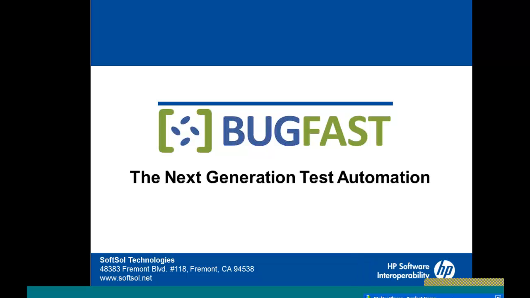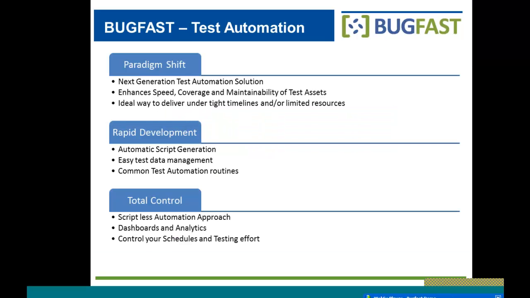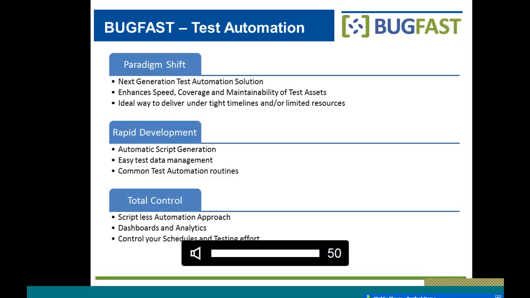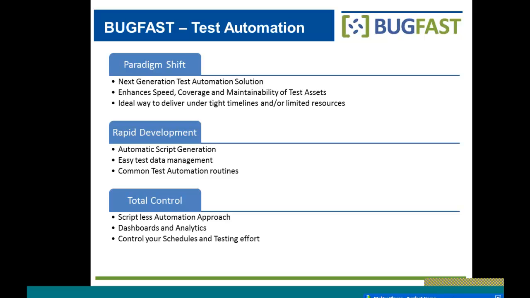I'll be taking you through a demonstration of BUGFAST, a tool that represents the next generation in test automation. In many ways, BUGFAST is a paradigm shift. It enhances the speed, coverage, and maintainability of test assets. It really is the ideal way to deliver under tight timelines or with limited resources. In clients that have implemented BUGFAST, we've seen gains in the range of 10 to 15 times productivity.